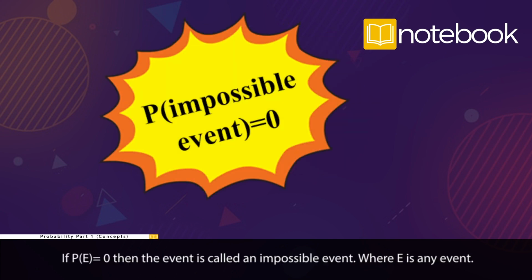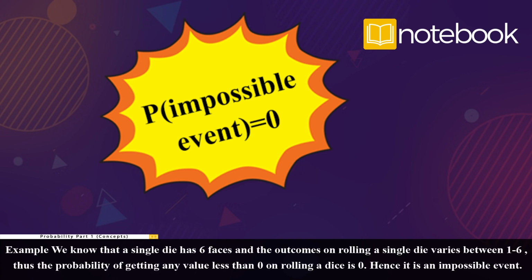If P(E) is equal to 0, then the event is called an impossible event, where E is any event. Example, we know that a single die has 6 faces and the outcomes on rolling a single die varies between 1 to 6. Thus, the probability of getting any value less than 0 on rolling a dice is 0. Hence, it is an impossible event.